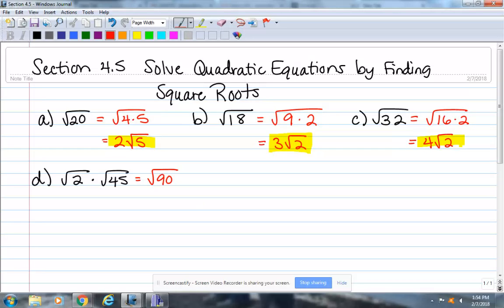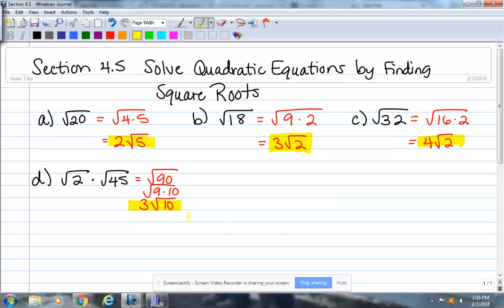So we want to find the largest square number that goes into 90. What do y'all think is the largest square that goes into 90? 9 is the largest square that goes into 90. So I'm going to make it radical 9 times 10. Square root of 9 is what? So it's 3 radical 10.